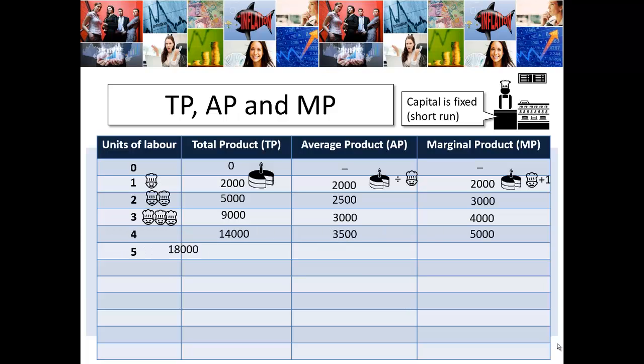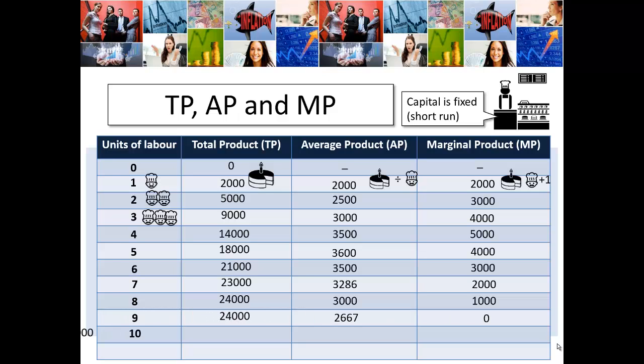And we can keep on doing this, seeing the change in total product as we continue to add an additional baker into our bakery, keeping capital fixed. What we can see there in marginal product is that marginal product continues to increase up until our fourth baker. Our fourth baker managed to add 5,000 cakes to the mix, but our fifth baker could only add 4,000.